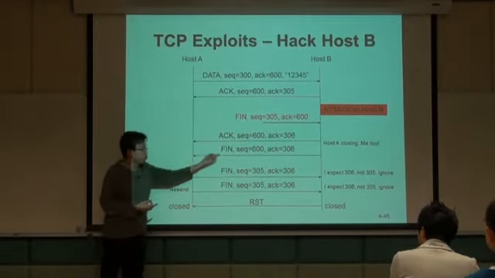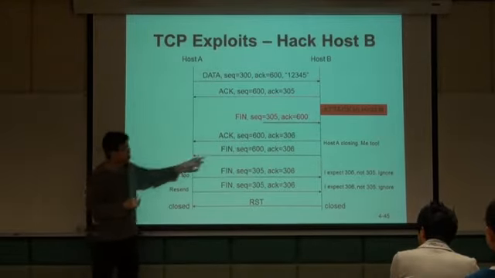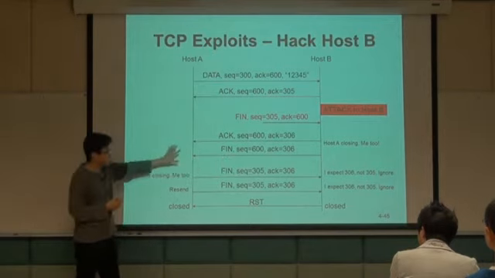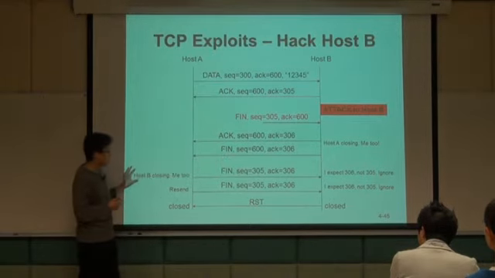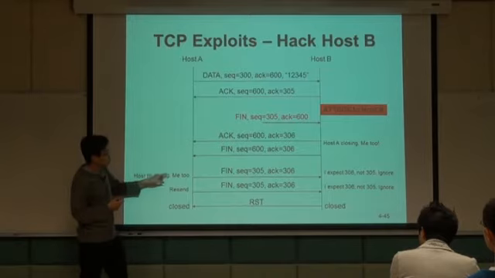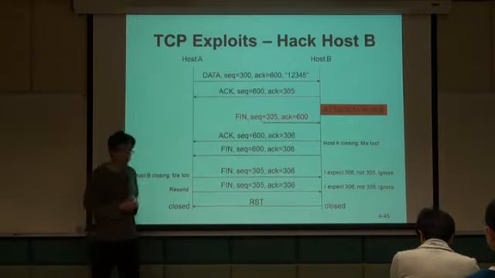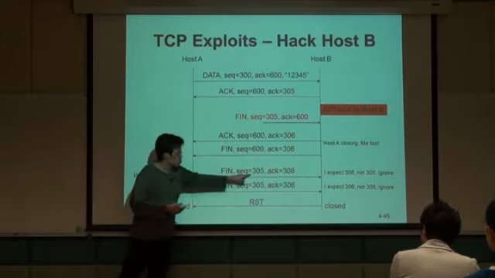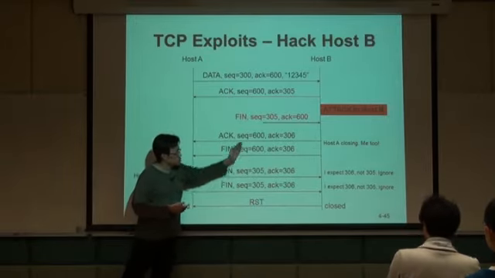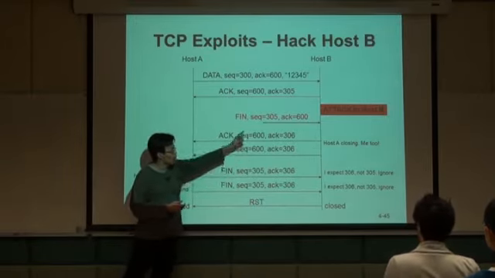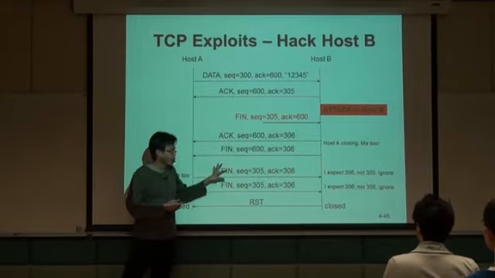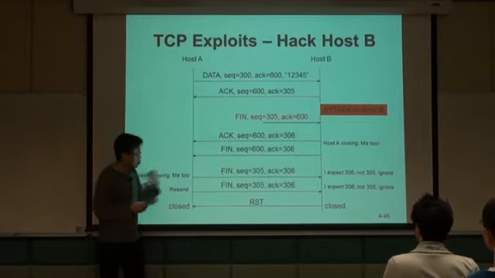It sends back the FIN in here. The sequence number is correct, so it will accept this FIN packet, and A in here will just send FIN starting with 305 instead of 306. But there's another packet sent in the middle to host B saying, hey, I should expect 306. So this one is ignored, and this FIN will be ignored.